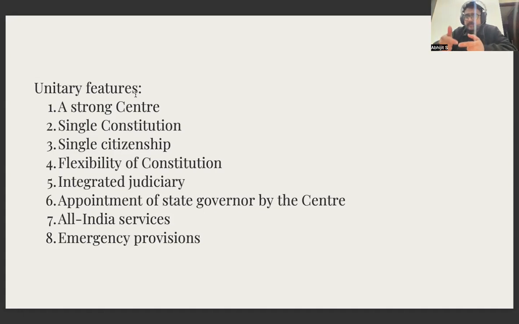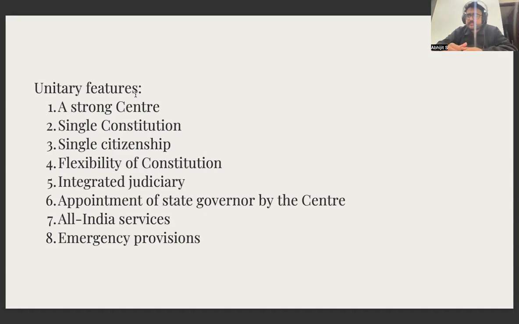Next, the appointment of state governors by the center. Any law that is passed by the Parliament at the central level becomes a law after the President signs on it, or the President gives his or her consent. At the state level, this duty is played by the state governor. The appointment of the governor is done by the center. And therefore, again, an example of a unitary feature.